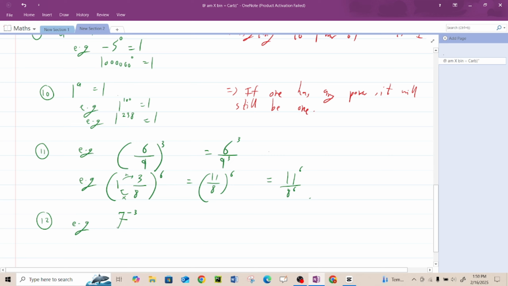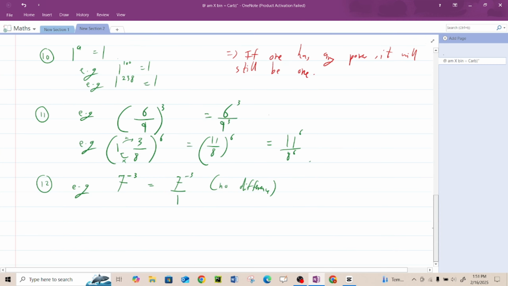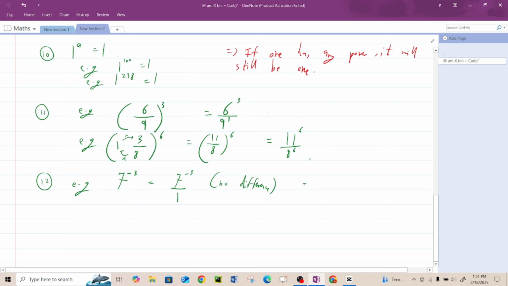Is there any difference between 7 power negative 3 or 7 power negative 3 divided by 1? There is no difference. Okay, but if there's no difference, why do you write it? I'll explain why I write it. First, let's write this here. That means 7 power negative 3 over 1. Now, to make the power positive, actually let me write it here so I can write the rule on the side as well.